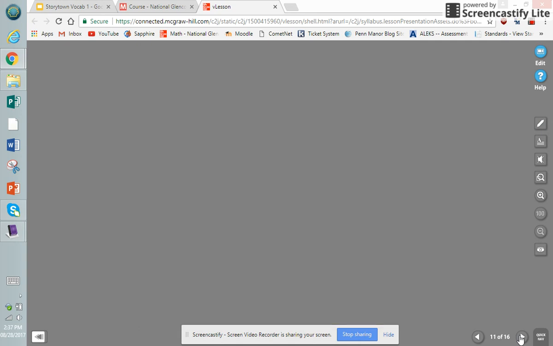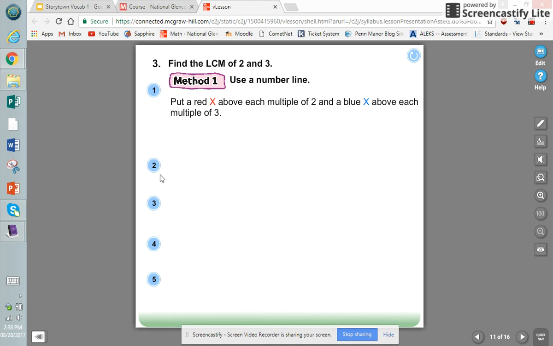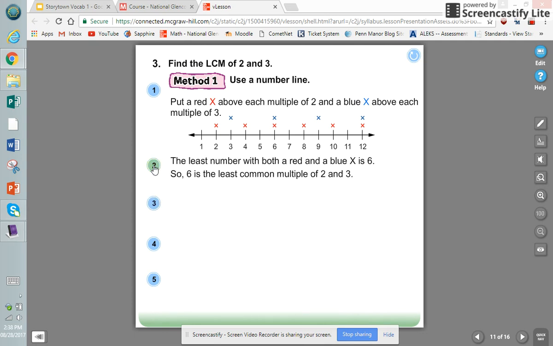Let's go to multiples very quickly. Find the least common multiple. Well, we need to find the multiples of 2 and 3. Let's just make a list of what they are. Well, a number line would be helpful, yes. So there are all of the multiples of 2 and all the multiples of 3. And when we find the least common multiple, we look for the smallest number shared, which in this case would have been 6.